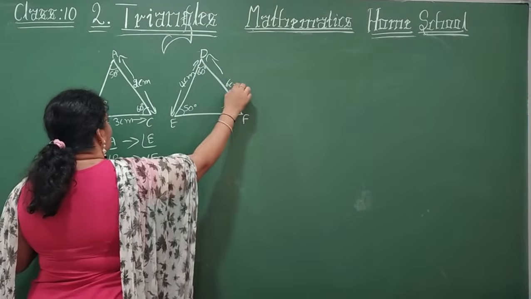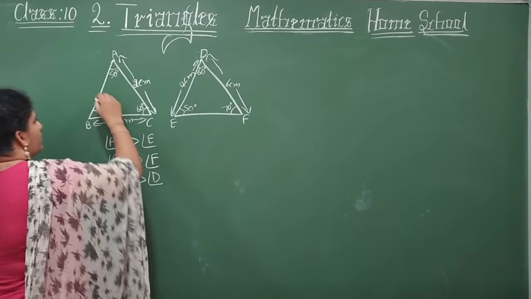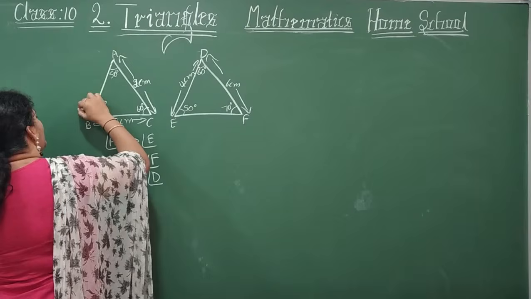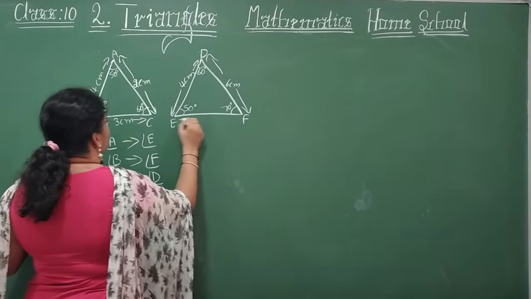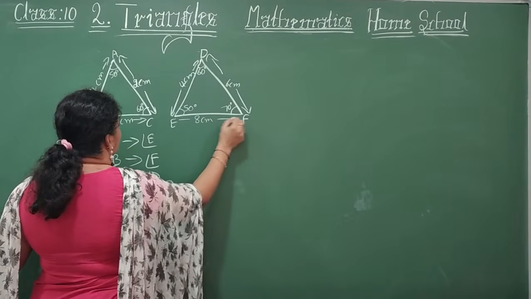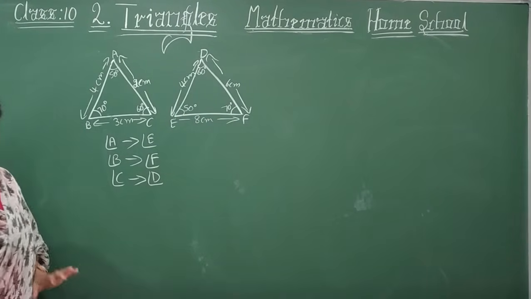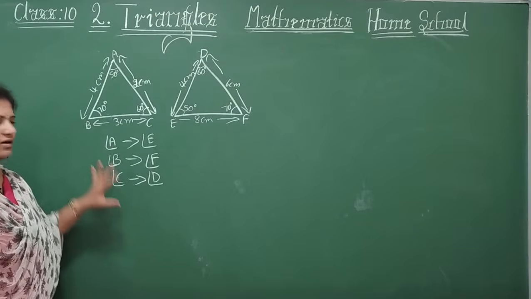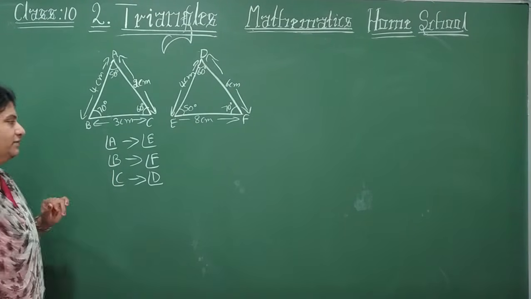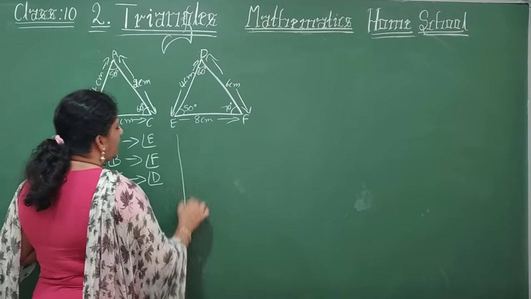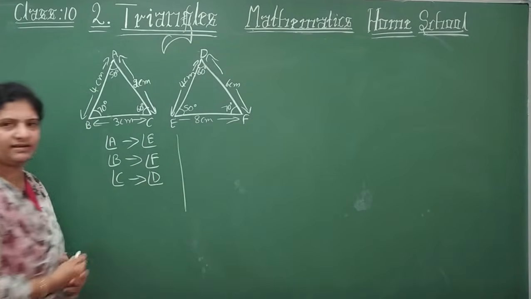So this is your side length. Now this one will be, let me take here 4 centimeter and this must be 8 centimeters if I have taken like this. So what happened here? All corresponding angles equal you have done here. Corresponding angles equal. Now corresponding sides right here, children.